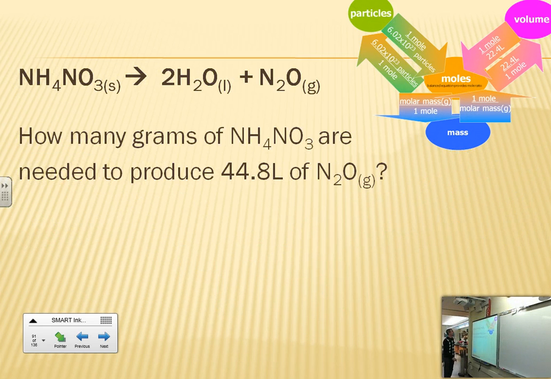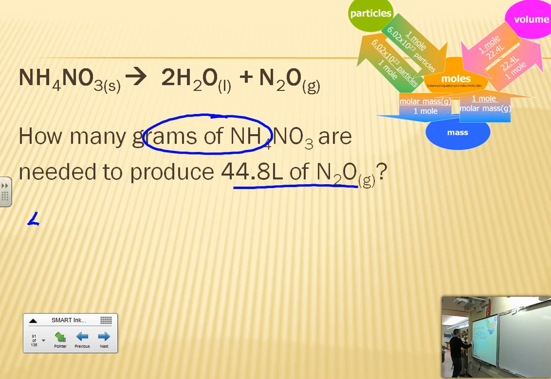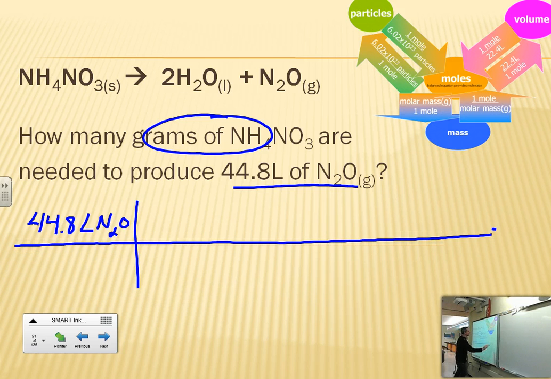Notice in this example, it says how many grams of ammonium nitrate are needed to produce 44.8 liters of N2O, that's dinitrogen monoxide or nitrous oxide. So again, identify the given. That is 44.8 liters of N2O. And then again here I'm looking for grams. So I'll go ahead and set up my T-chart. 44.8 liters N2O. And then over here I'm going to try to get at the end grams of ammonium nitrate.